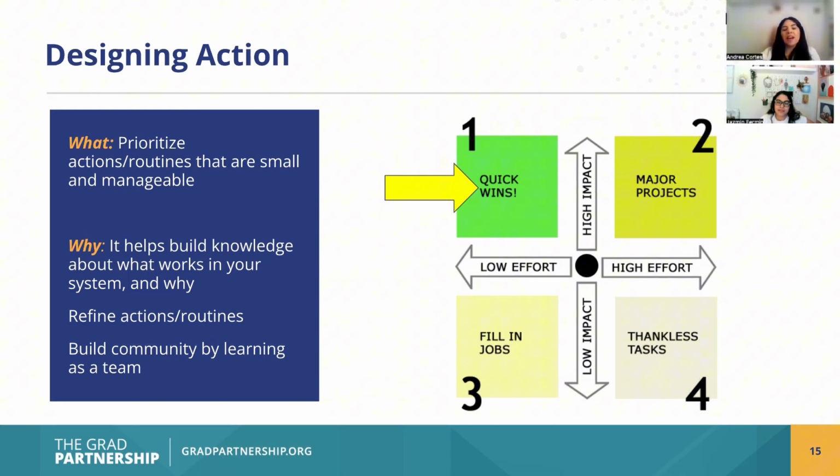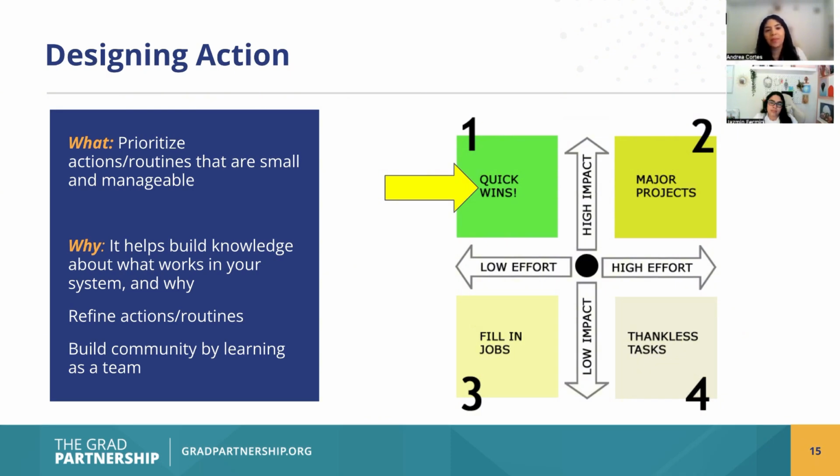So when we focus on our quick wins, it helps us build our knowledge about what works in our system and why. It helps us refine actions and routines. I don't want us to throw away really great ideas just because it didn't work perfectly the first time. We want to hold on to those ideas and ask, what about the way that this was implemented could I do differently? There are always a lot of great ideas that we try, and sometimes we just move on and we don't spend enough time slowing down and acknowledging why did it work?